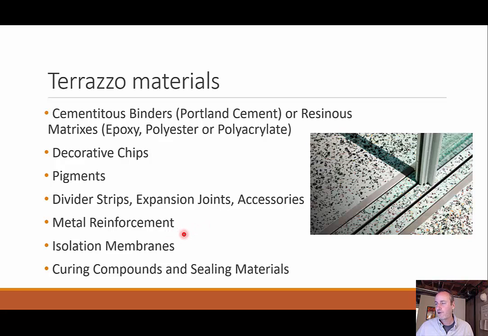We can have metal reinforcement, mainly for the Portland cement style one. And then isolation membranes, once again for this expansion and contraction, to keep it separate from other structures or part of the structure. And then curing compounds and sealing materials. We can seal it so it doesn't stain. Curing compounds help it set up.